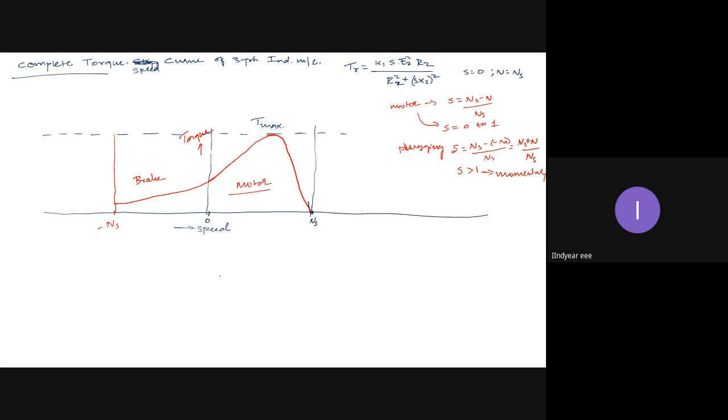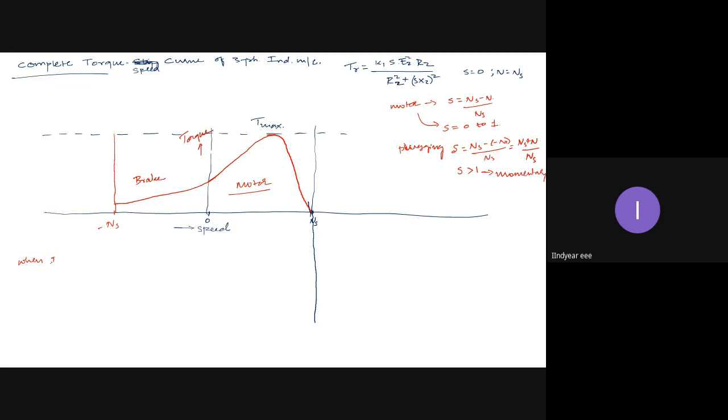Now, when the machine is operated as generator, the torque is not developed by the rotor. The torque is externally supplied to the rotor. Therefore, the direction of power flow to the rotor is opposite, or the direction of torque to the rotor is opposite.